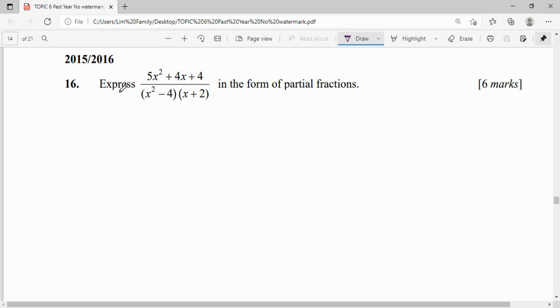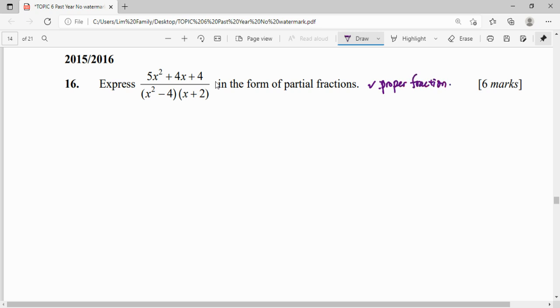For question 16, express this fraction in the form of partial fractions. Before we express it in partial fractions, the first step is to check whether this fraction is proper or improper. The numerator here is a quadratic. For the denominator, x squared times x results in a cubic polynomial. A quadratic divided by a cubic polynomial is a proper fraction. So our first step, we double-check. Yes, this is a proper fraction.